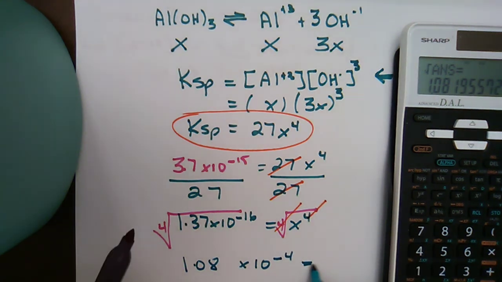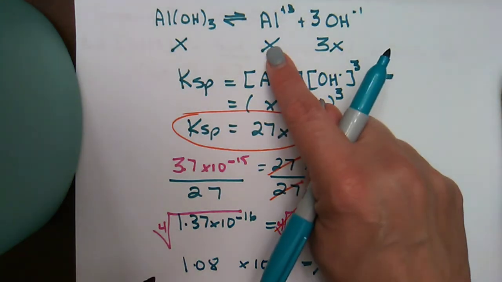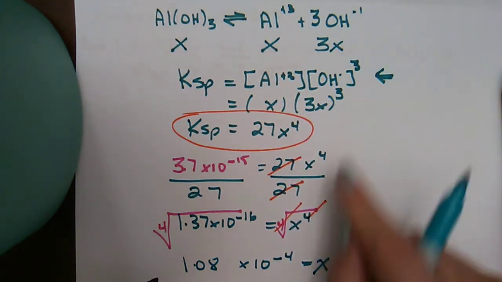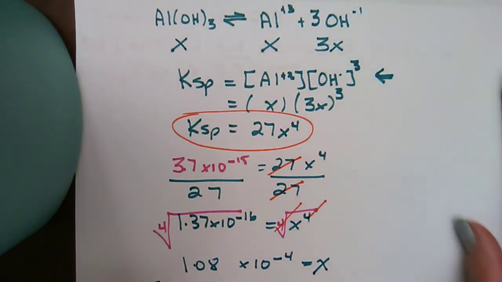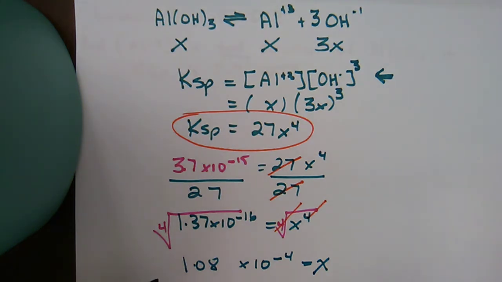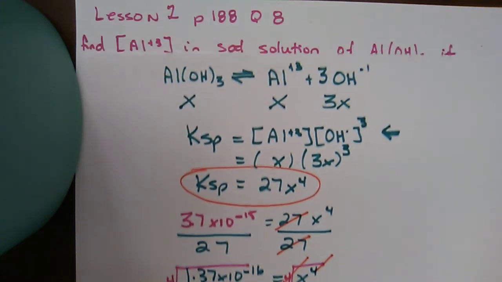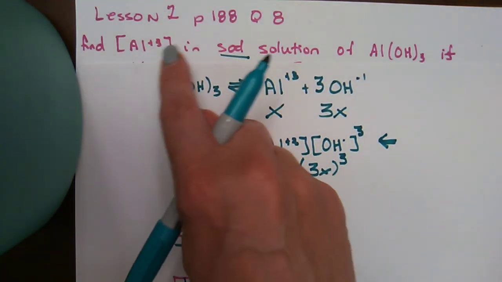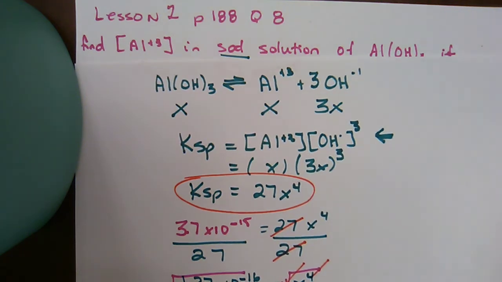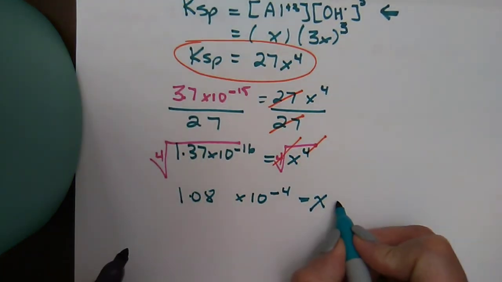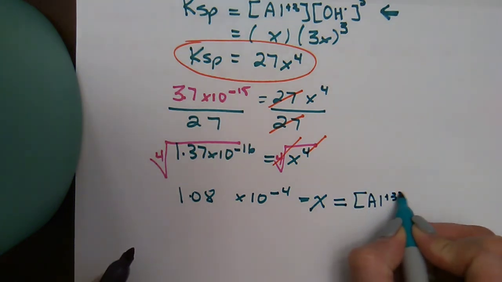So this value now is x. Now x here has been defined as the concentration of aluminum, and it's been defined as 1/3 the concentration of hydroxide. 3 of those x's would be the concentration of hydroxide. So again, we can't ever stop here just because we've done the math. We have to go, gee, did I answer the question? And the question said, find the concentration of aluminum. Well, we defined the concentration of aluminum as being x, so we're already there. So I'm going to just say this is equal to the concentration of my aluminum ion.